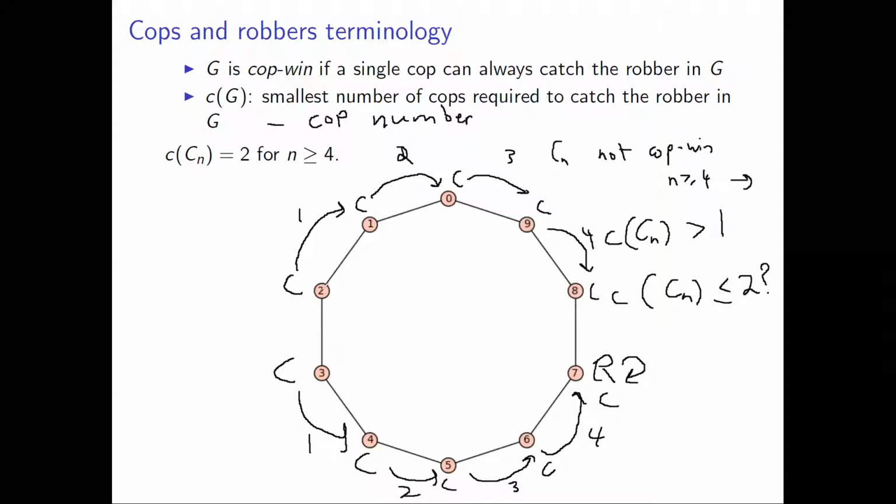So we saw that this strategy guarantees that the robber will be captured. So this is why we have this upper bound right here. And together, the lower bound and the upper bound imply that the cop number is exactly 2 for cycles of order at least 4.